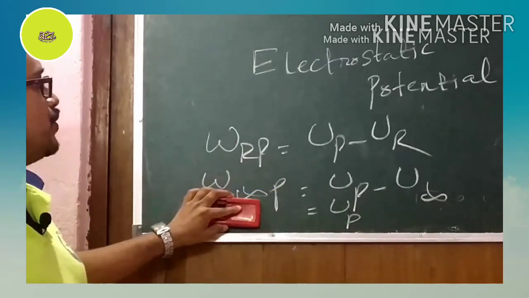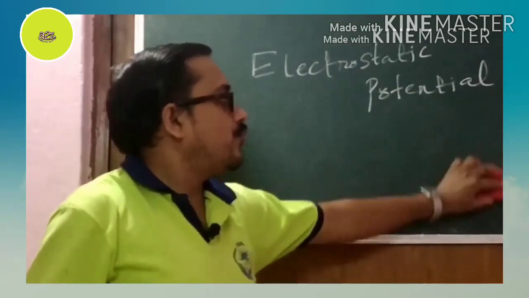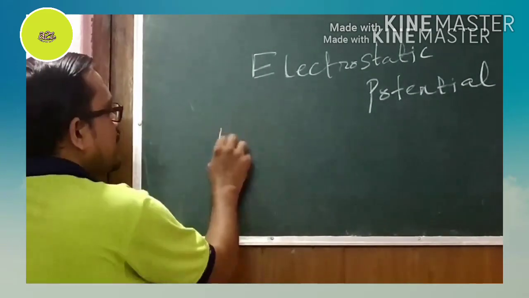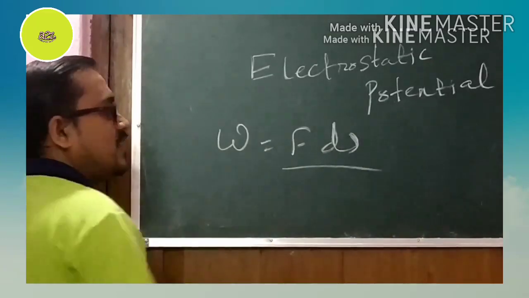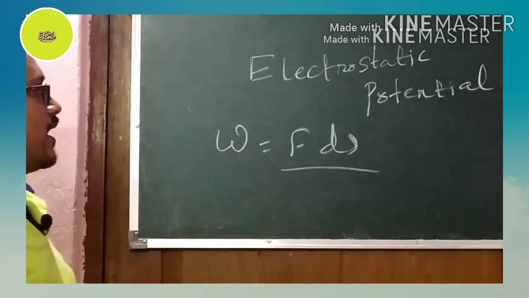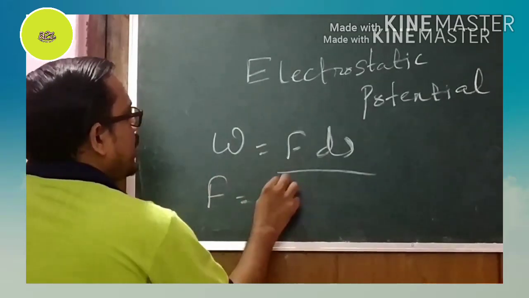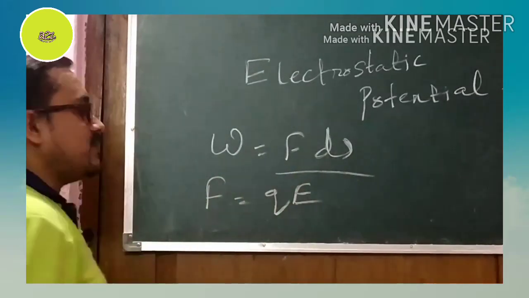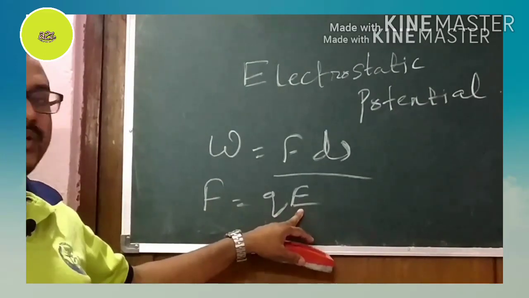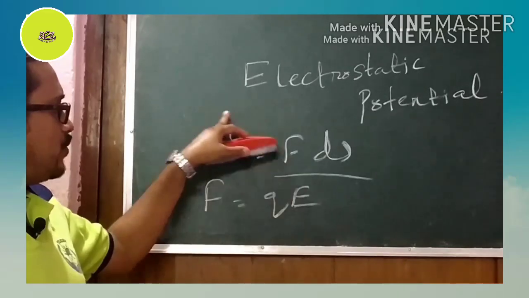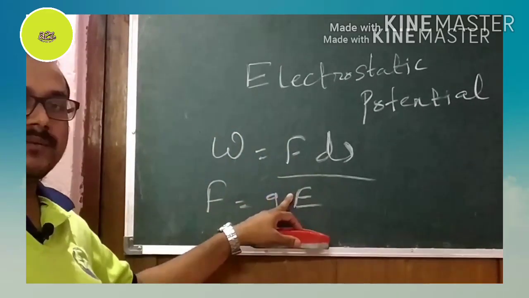Next, we switch to the actual topic, which is called the electrostatic potential. We know that if we are doing some work, there must be some external force associated with it. As this is the electrostatic potential, F will be equal to Q into E, because we know that the electric field is always the force per unit charge. So F will be equal to Q into E. That means this work done W depends directly on the electric field.